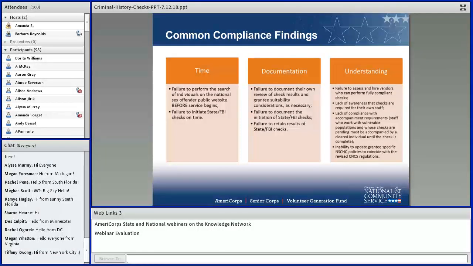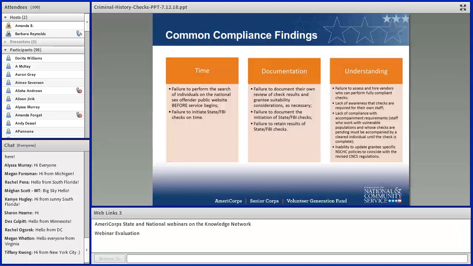All right, now let's get back into the weeds. Let's talk about some common compliance findings. The common compliance findings are pretty basic. They fall into three major buckets: time, documentation, and understanding. In terms of time, it's just failure to do the NSOPW before start of service, and then failure to initiate the state and FBI checks on time. There's a ton of noncompliance because of time.